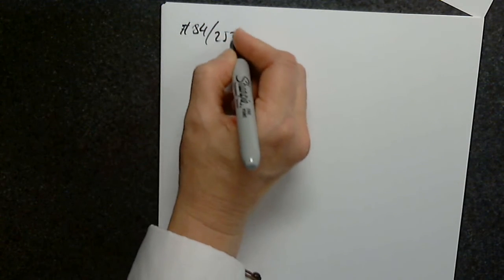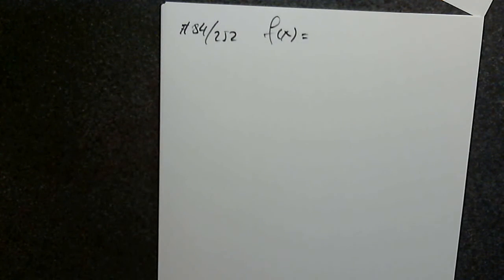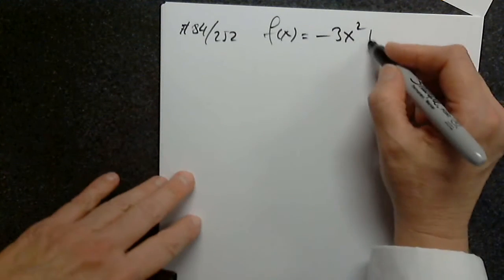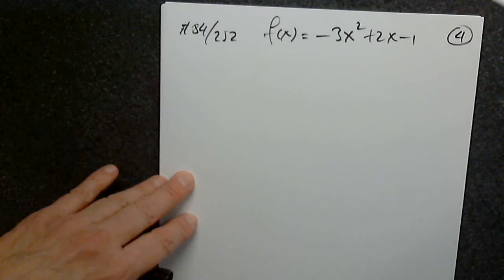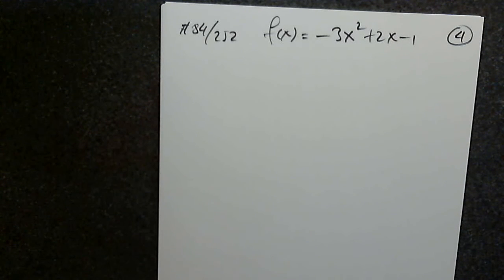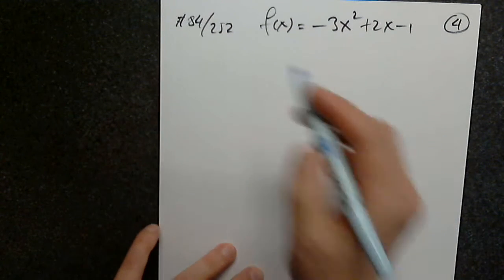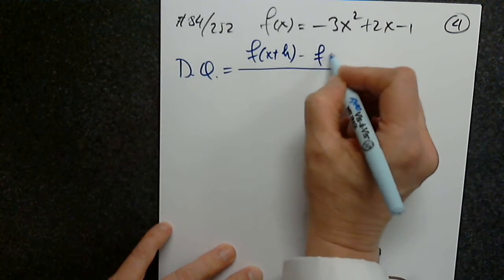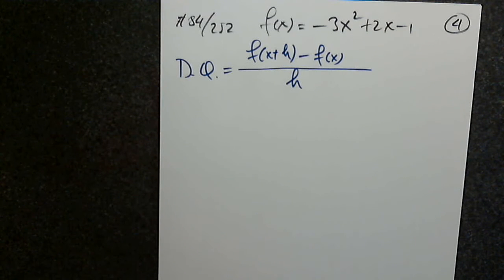Okay, I will choose 84 on page 252. And the function is a negative 3x squared plus 2x minus 1. We're asked to find and simplify the difference quotient. Then the difference quotient is given to us as f of x plus h minus f of x divided by h.